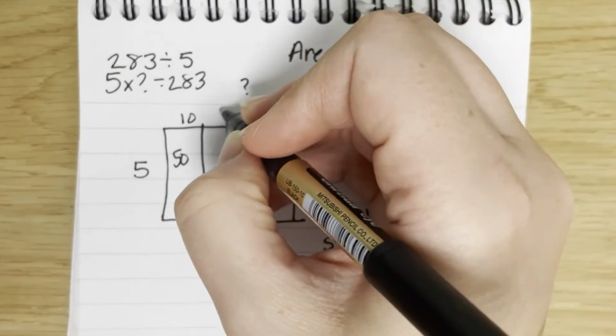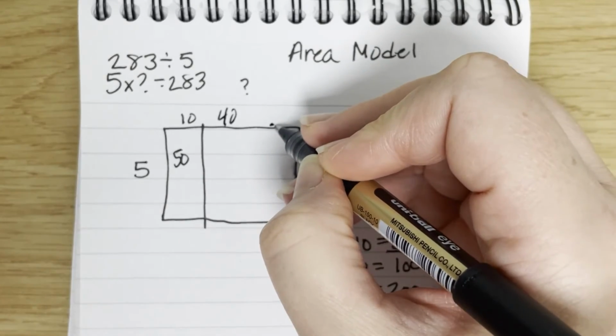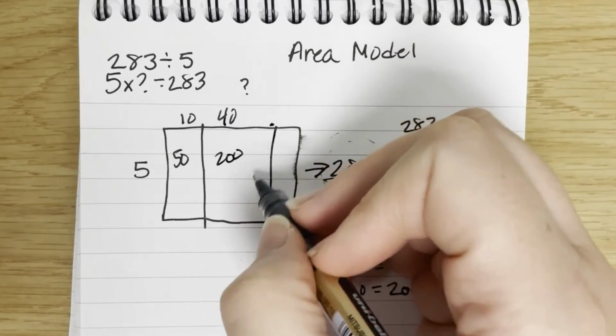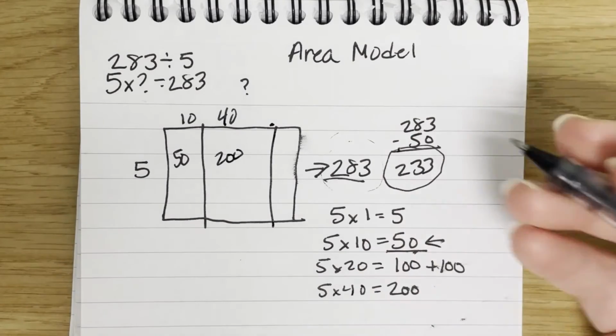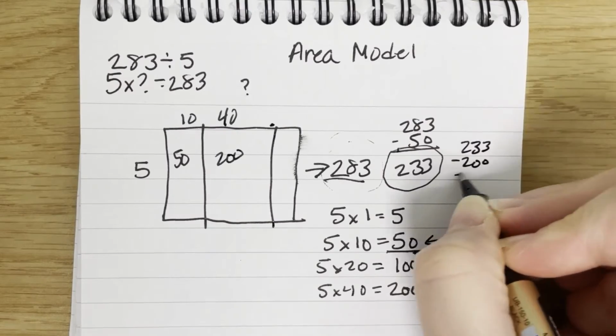So now we have 40. Again, we're going to make that line. So if we made this 10, then we're going to have quite a bit of it. And that's going to be 200, the area there. And they should know this from multiplication. So again, coming to the side or inside and doing that.